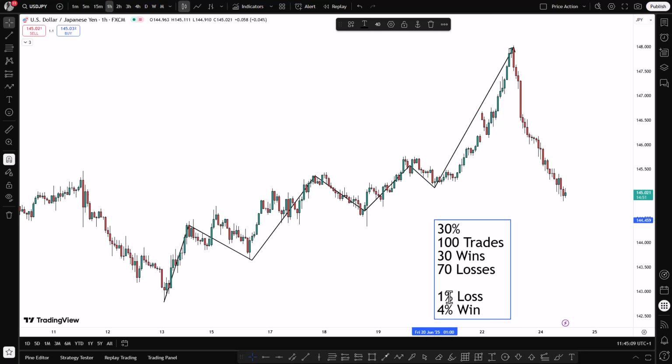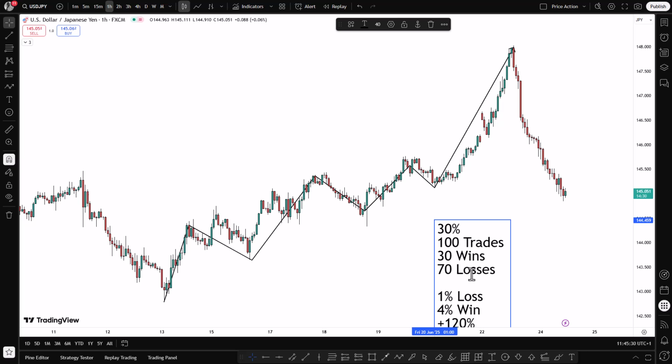This would simply mean that when you multiply 4 by 30, which is each winning trade, to get your gross profit, 30 times this is going to give you a gross profit of 120%. Okay, so you have a gross profit of 120% of your trading account capital.